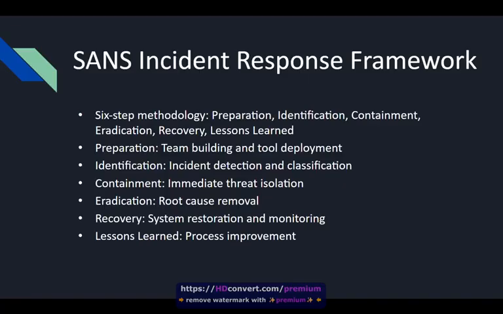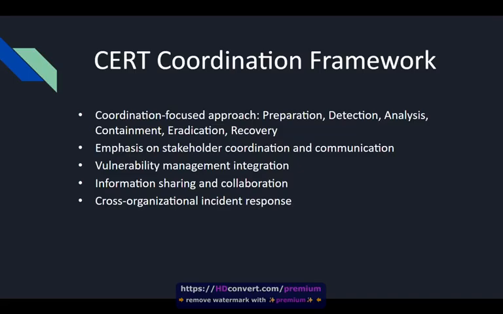Here, the system is recovered and monitoring is implemented to ensure that normal operation can resume safely. And the last step is the lessons learned phase. This is actually the addition compared to the NIST one, where this phase drives continuous process improvement and analysis of what happened and how the response could be improved for future incidents. Now, let's see the third framework, which is the CERT coordination framework.